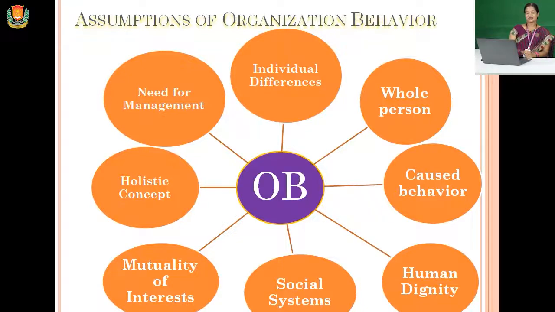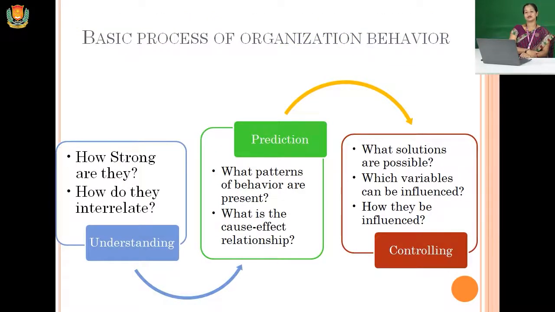Okay, now next we will move to our basic process of organization behavior. So what is this basic process? In that, first is understanding of people, how strong the people are and why they are that strong or weak. What are the reasons behind it? We need to interrelate different factors to understand the behavior of human beings.